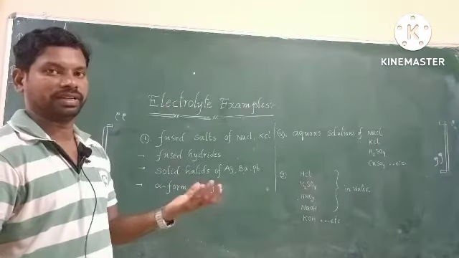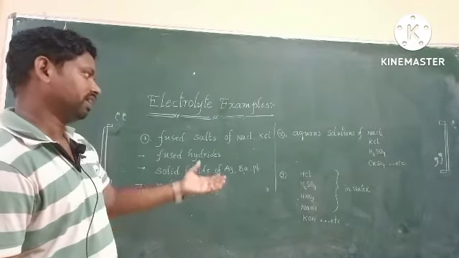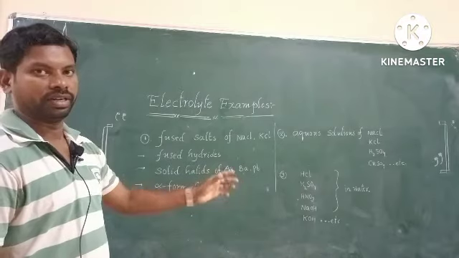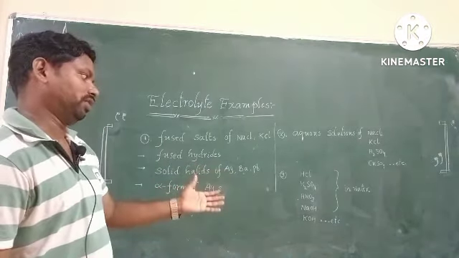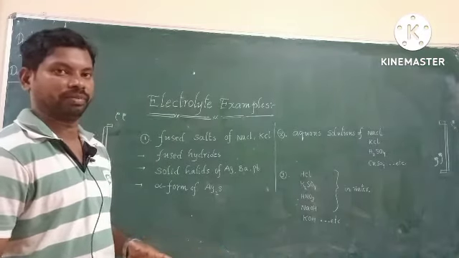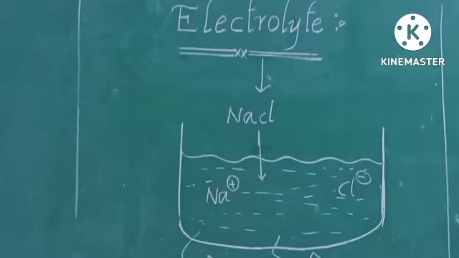And next, if you take HCl in water, it gives H+ and Cl- ions. Take HCl, H2SO4, HNO3, NaOH and KOH in water. NaOH in water produces Na+ and OH- ions. So that is why electricity is conducted through this solution. So this is called an electrolyte.